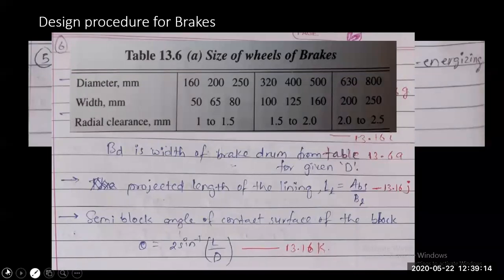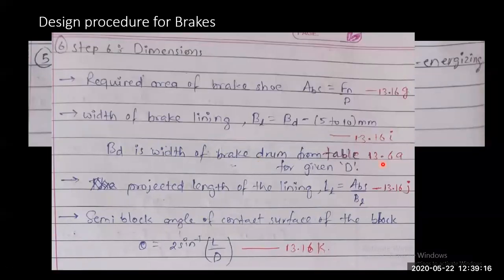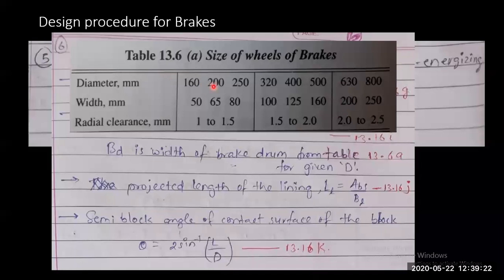And this is the table. This table is for the width of the brake drum. Once you find out the diameter, for that particular diameter you have the width of the brake drum given. The width of the brake drum you need to extract from this table here.